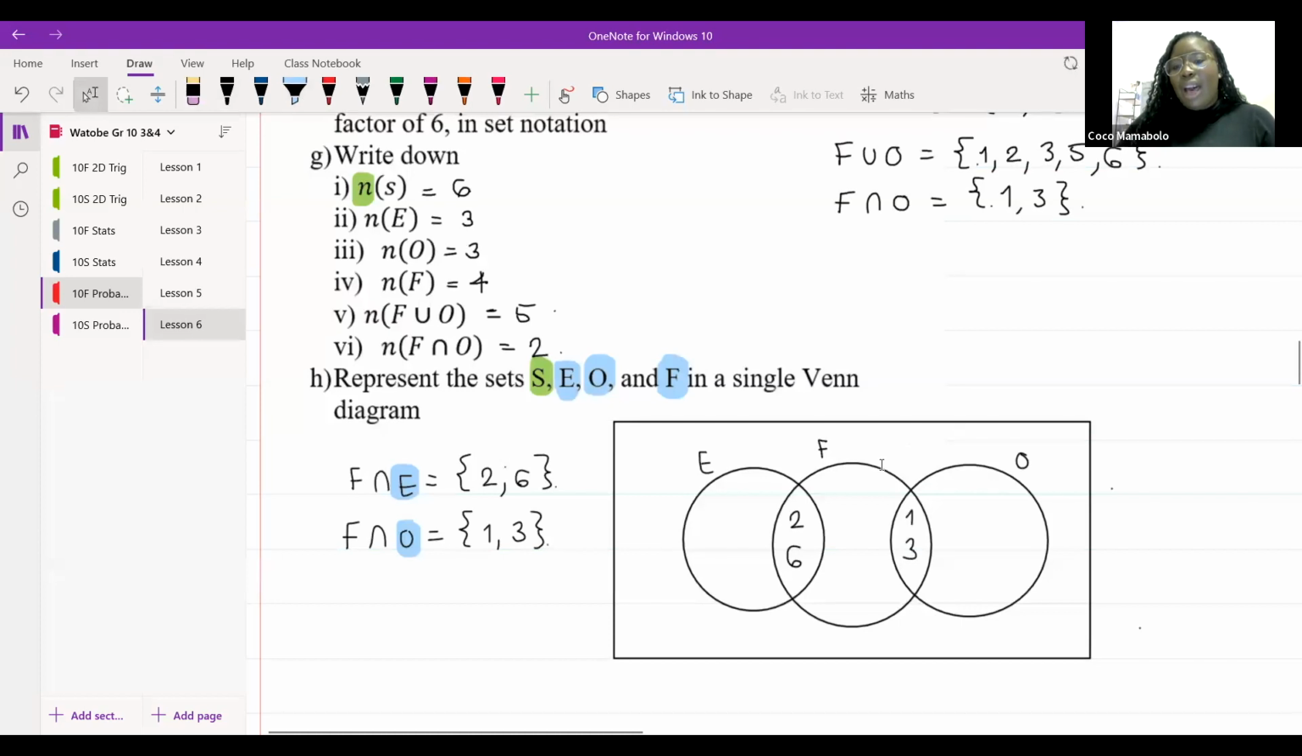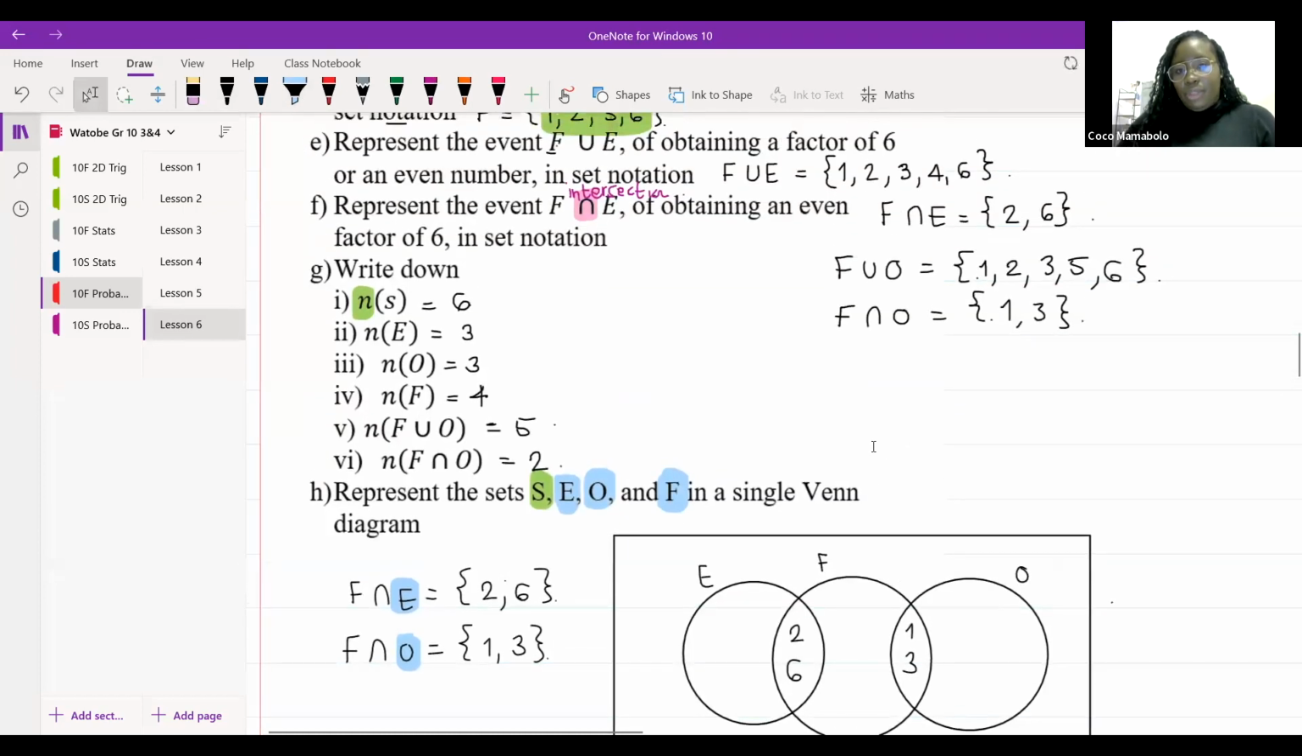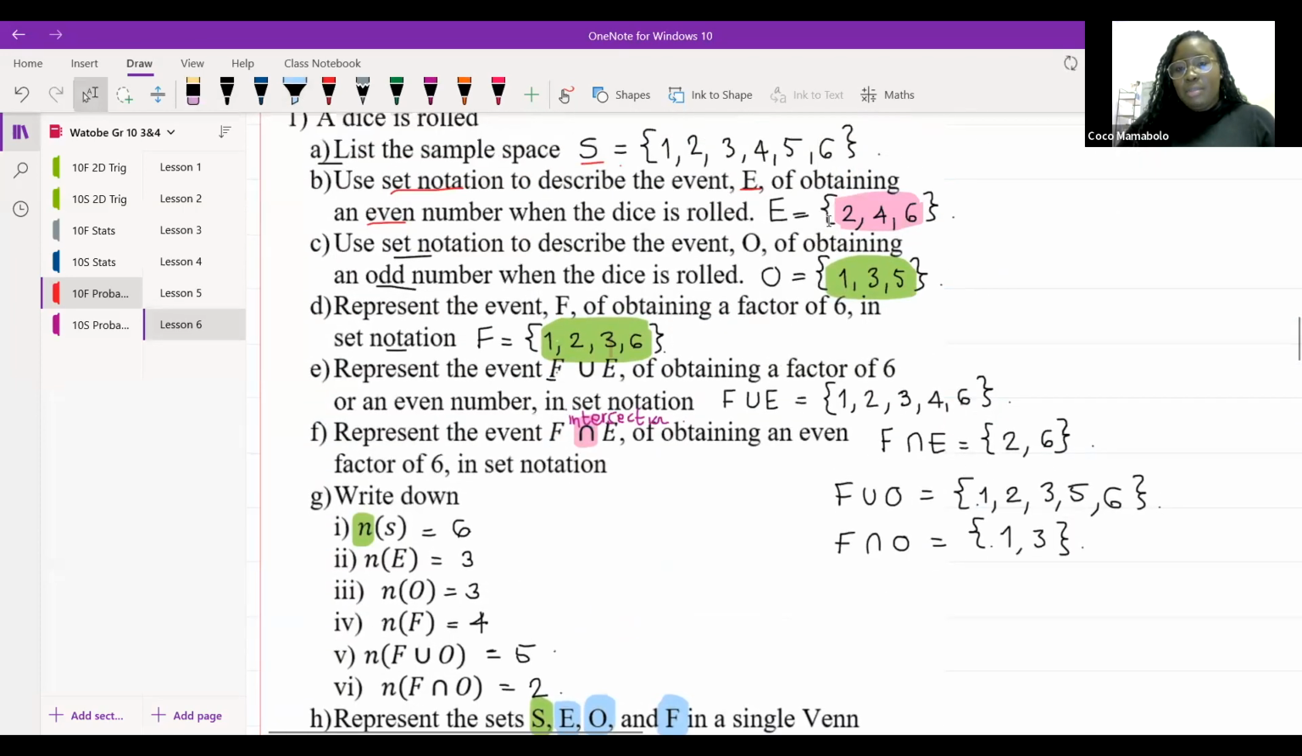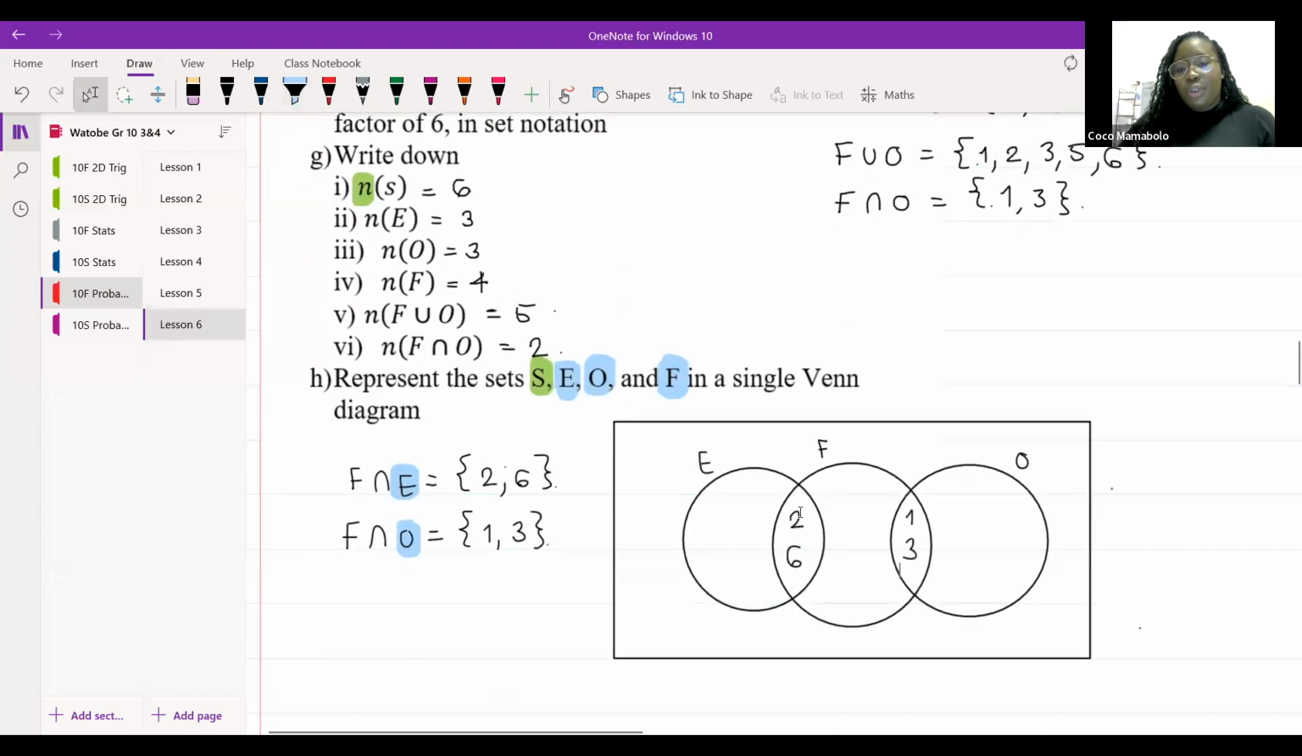Okay, good. But now other numbers are missing. Let's go have a look at E. What's missing in E? We've got 2, 4, and 6. We've already accounted for 2 and 6. So what's missing in E? 4. Good. So 4 is missing.